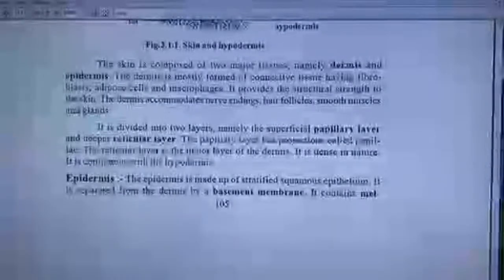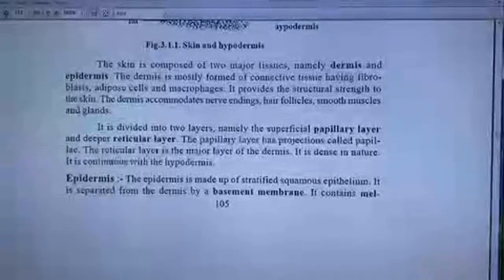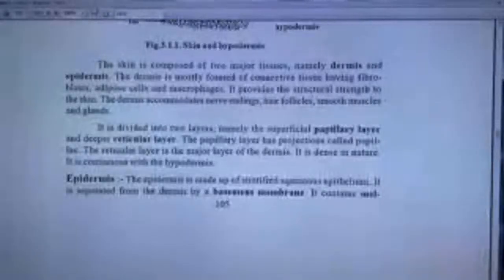The skin is composed of two major tissues, namely dermis and epidermis. Dermis is mostly formed of connective tissue having fibroblasts, adipose cells, and macrophages. It provides the structural strength to the skin. Dermis accommodates nerve endings, hair follicles, smooth muscles, and glands.